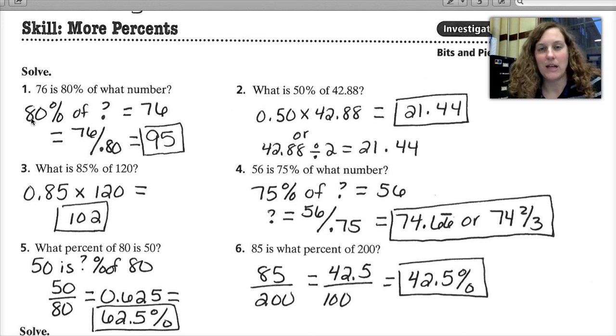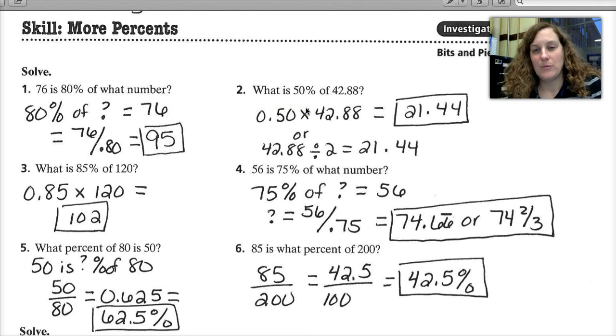So this is the same thing. 8/10 times something equals 76. So therefore, 76 divided by 8/10 is going to give you the answer, which in this case is 95. And then you go back and you check, does that make sense? Is 80% of 95 76? Yeah, if you check it, it is. So that's a good way to check your answer.